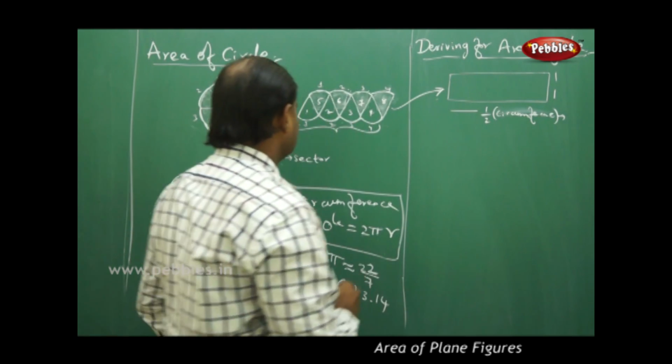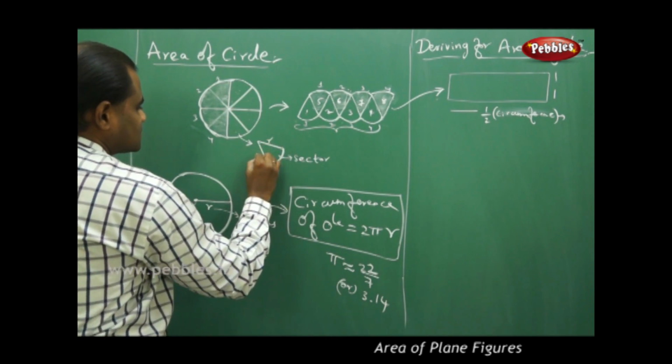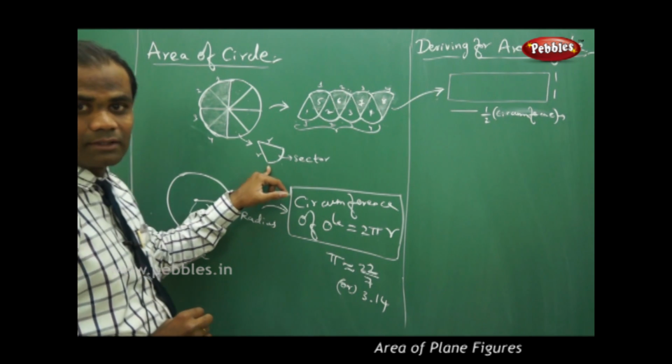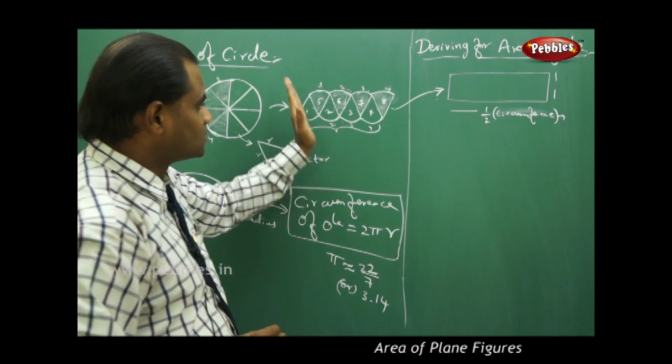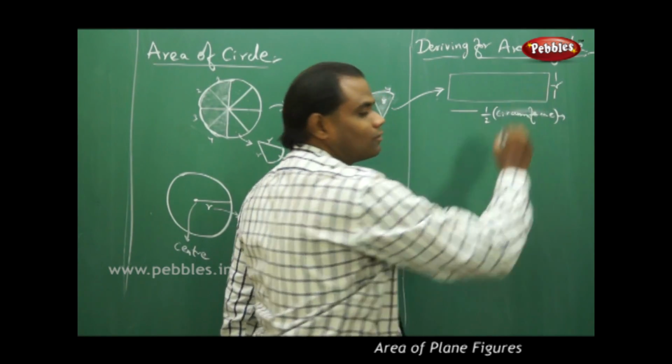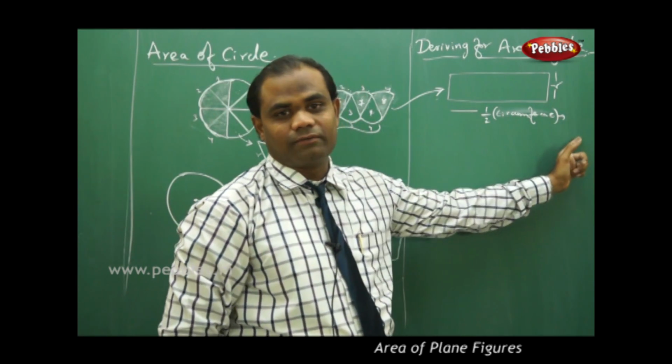And what is my width? My width is the radius, because each sector has the radius r, and the length of the sector is r. So this would give me the width of the rectangle. The width is the radius and the length is half the circumference.